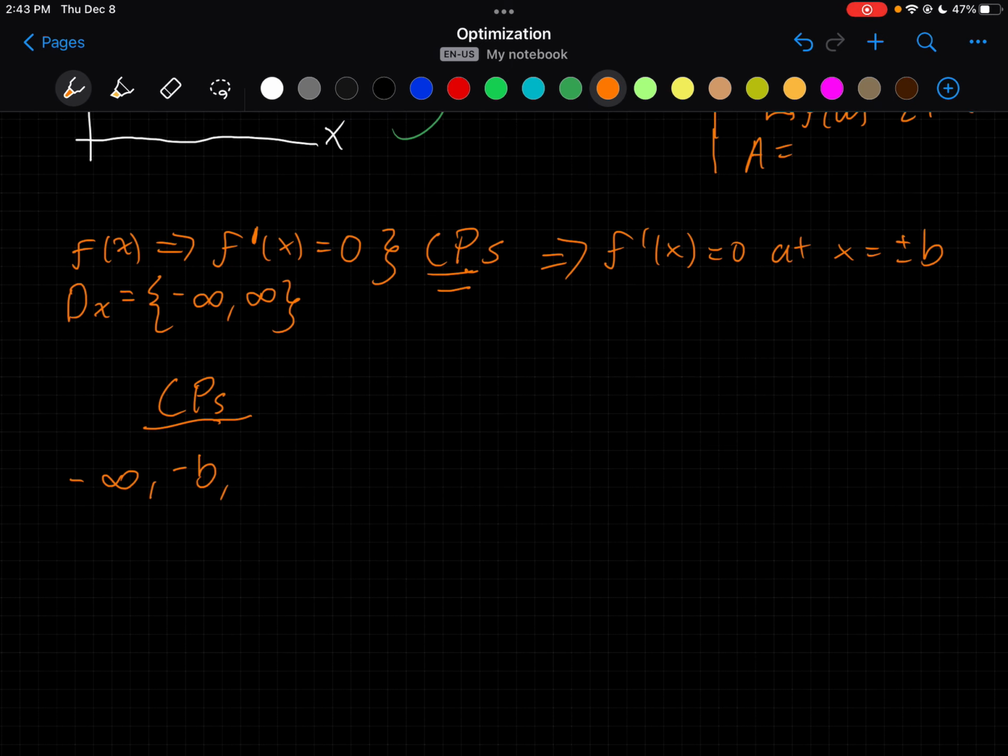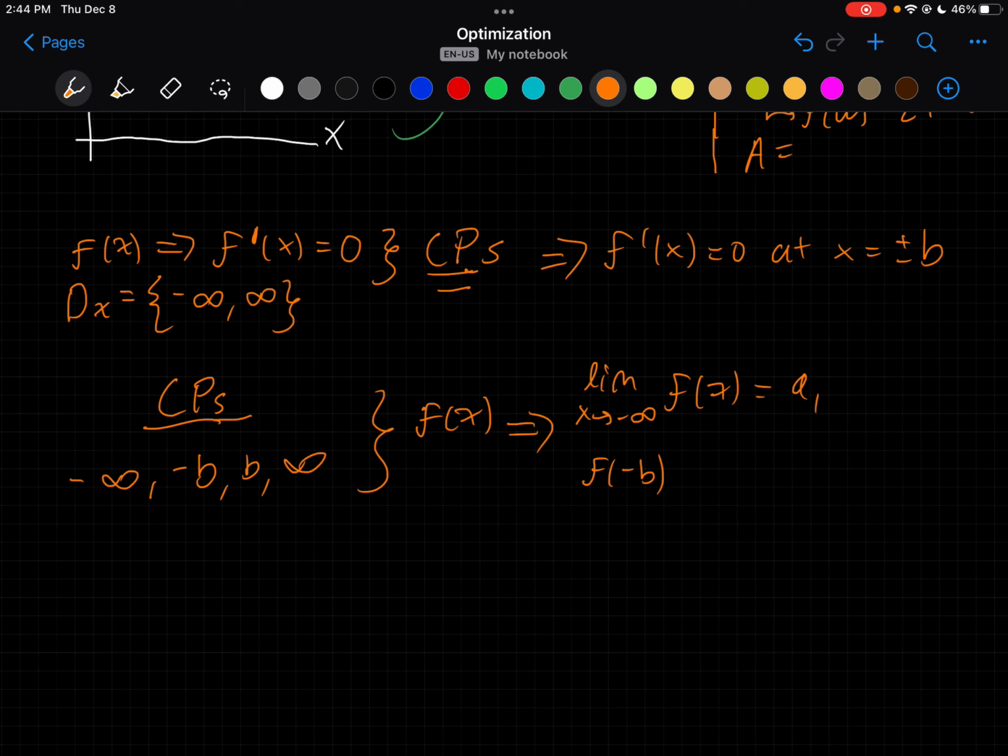Let's go in order, negative b to positive infinity. Well, what we simply do is plug these back into the original f of x. And so what we have is the limit as x approaches negative infinity of f of x. Let's say it yields one value called a1. And then we don't need the limit because we can actually plug in b, given that it's defined. Actually, I was talking about negative b. Let's say that gives a2.